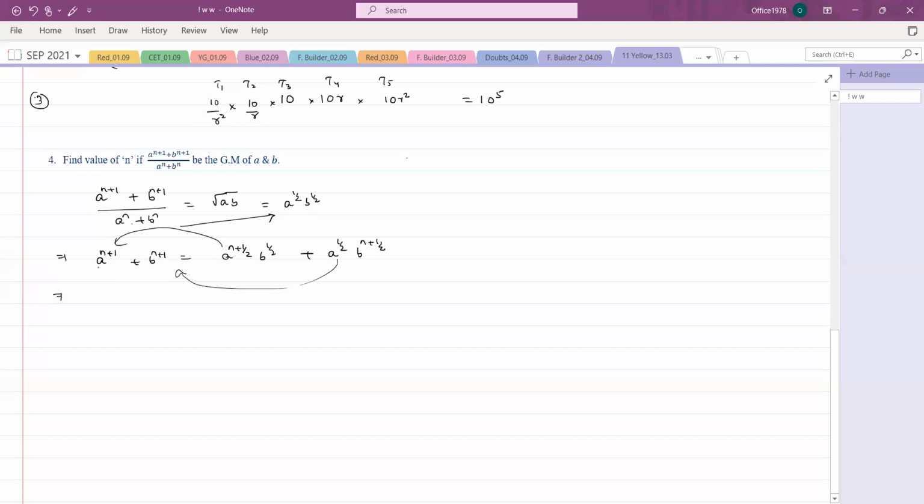So from these two, we can take common a to the power n plus half into root a minus root b. Plus from these two you can take common b to the power n plus half, then root b minus root a became 0. So take root a minus root b common, so that this became minus. Then a raised to n plus half minus b raised to n plus half equal to 0.